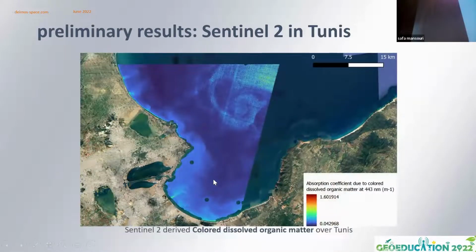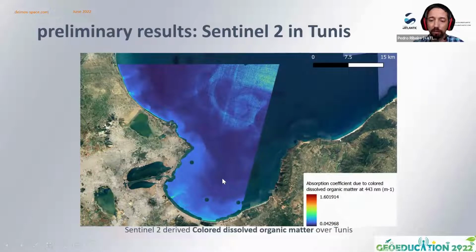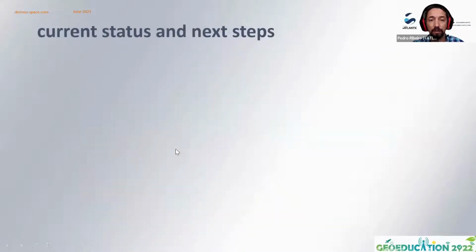And finally, the colored dissolved organic matter indicator. So that's again connected to the turbidity and to the TSM for sure, but it's trying to indicate more specifically what is associated with organic matter. So that's what I had to show.